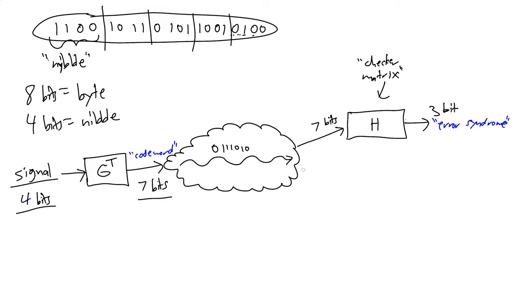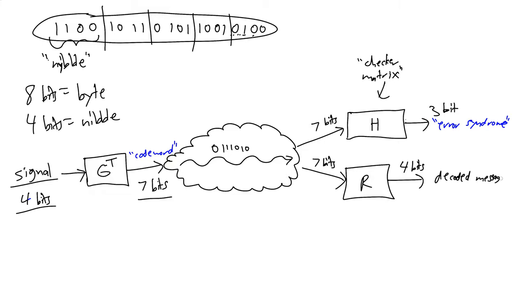The second thing we're going to do is take those same 7 bits and run them through something called R. R is another transform, which basically is G transpose in reverse. And we get out a 4-bit thing. And this 4-bit thing is going to be our decoded message. But this might be corrupted.